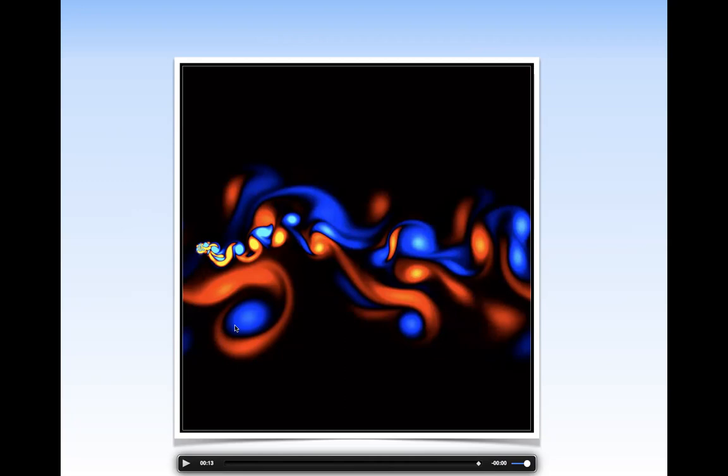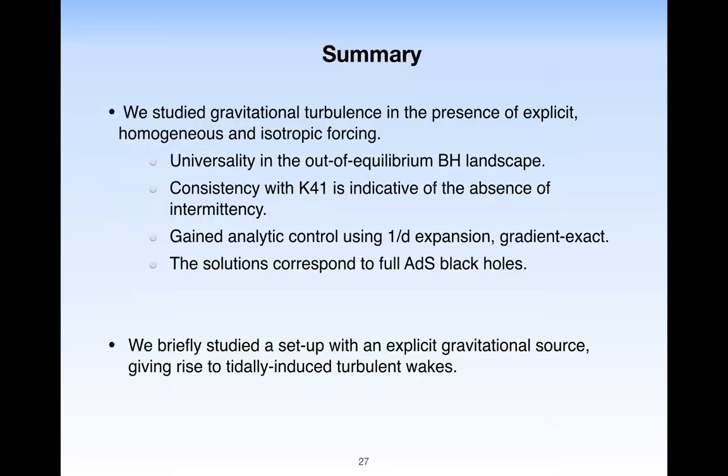Okay. And with this, let me summarize and conclude. So what I've shown you today is that we have studied gravitational turbulence in the presence of an explicit homogeneous and isotropic forcing. And we saw the emergence of universality in these out of equilibrium black holes. And this universality was actually consistent with K41 to an astonishing degree. And we believe that this excellent agreement is because we did not allow for any intermittency in the system.